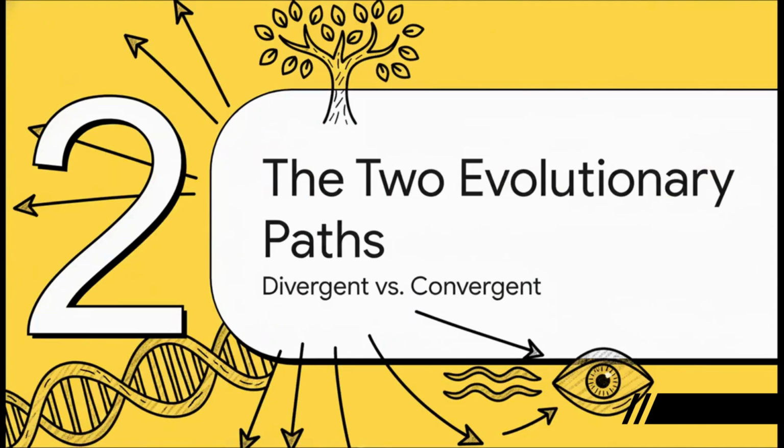So, these homologous and analogous organs, they don't just pop up by accident. No way. They are the direct results of two very powerful and kind of opposite evolutionary paths. Understanding these two processes is the next big step to mastering this entire topic.